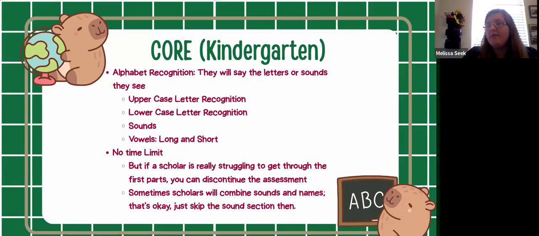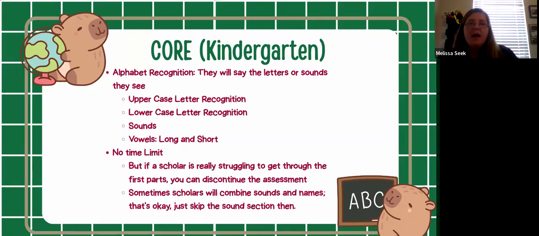Occasionally you might have a first or a second grader take the CORE, but 90% of the time it is going to be our youngest scholars, our kindergartners. This is all about alphabet recognition. You will have a sheet of paper, and we're going to look at it in a second, but all they have to do is say the letters as they appear.